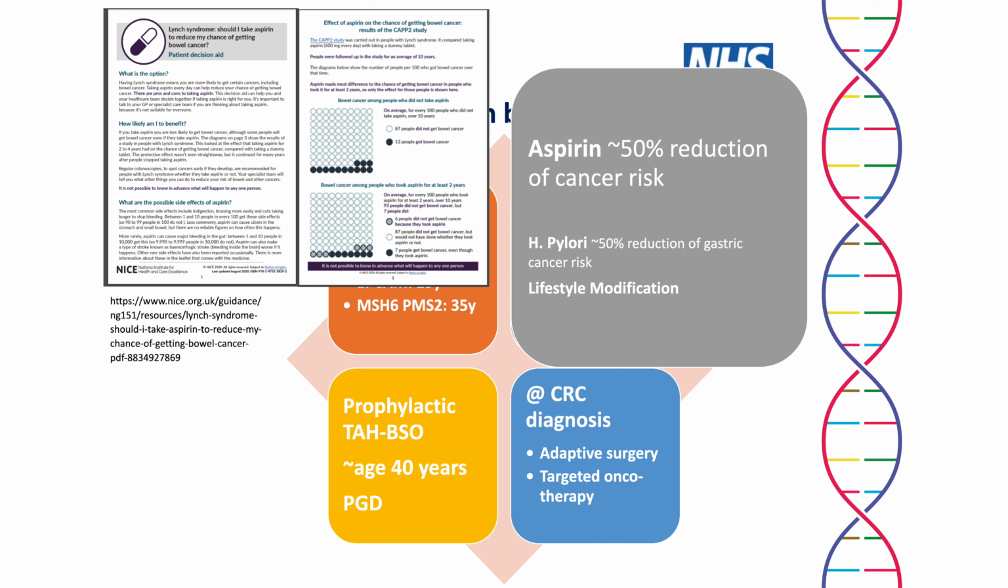Trials to determine the best dose of aspirin for cancer prevention in Lynch syndrome are still ongoing. For now, most specialised centres recommend 150 mg daily for individuals with average weight and 300 mg for individuals with BMI above 30. NICE has produced a decision aid for patients with Lynch syndrome with this information. It can be accessed through this link. The link is also available in the quick guide leaflet for your convenience.